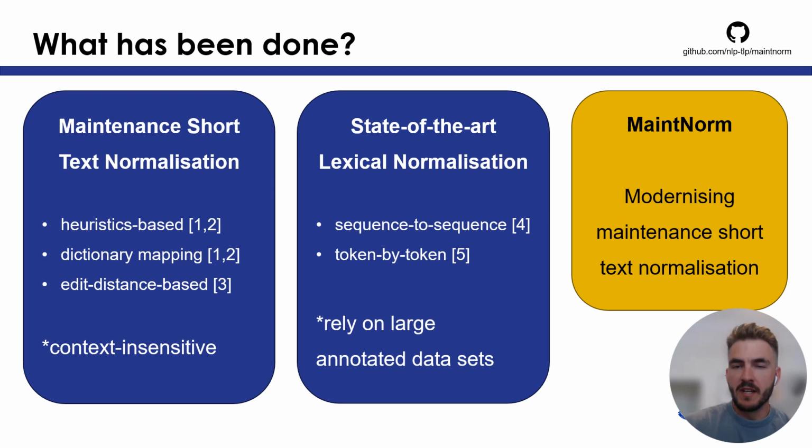Although there has been some research done on the normalization of maintenance short text in the past, it has been mostly limited to context-insensitive methods that rely on heuristics, rule-based approaches that use dictionaries, and distance-based approaches such as Levenshtein distance. Unfortunately, these context-insensitive methods are prone to errors and require manual rules for each unique context and organization that employs them.